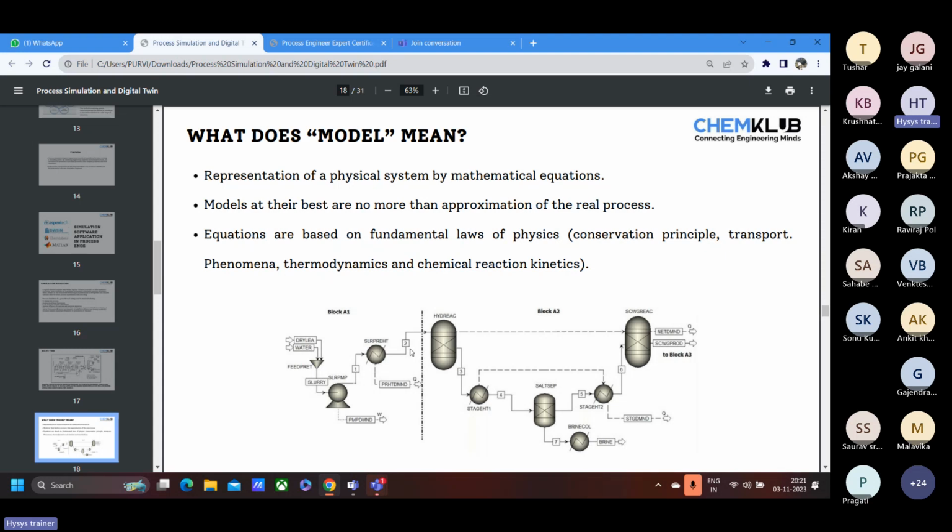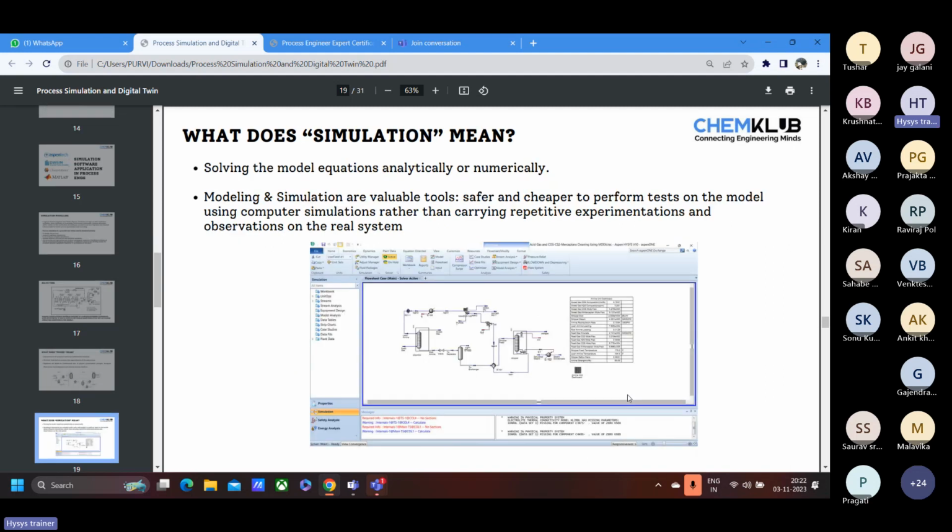For example, if you want to increase the performance of a heat exchanger, then you only put a heat exchanger here, with the input and output streams already established, and then you see what the heat exchanger is giving you. That one heat exchanger is also known as a model. Okay, so this is what a model means. Then what does simulation mean?